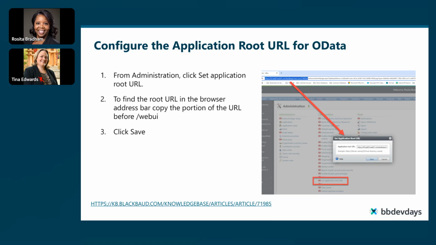So if you have Altru, you first have to set up your application route for OData. That's going to be where you basically tell the system, this is our database ID and location, and this will help create those links that are going to be attached to your visualizations. I do have that KB tip listed here, and when you download the presentation, you'll be able to link to those resources as well.